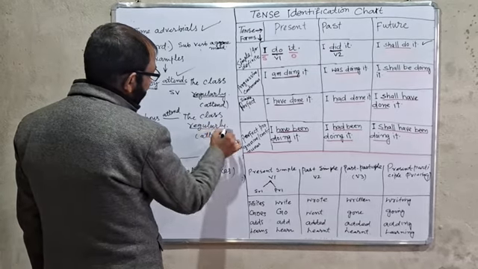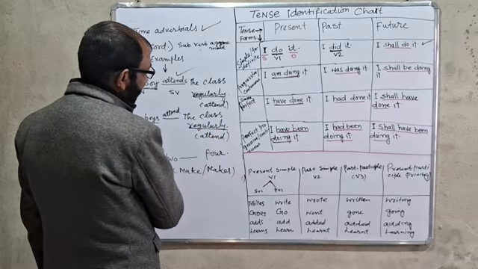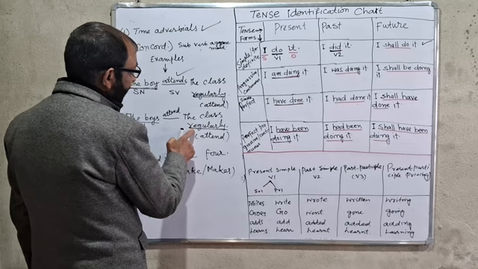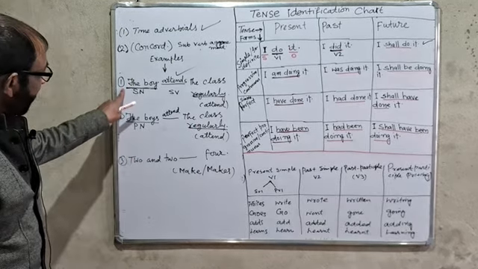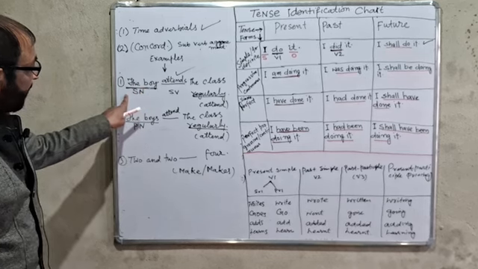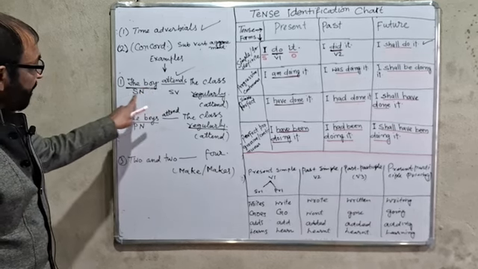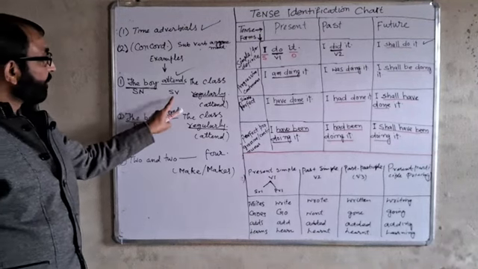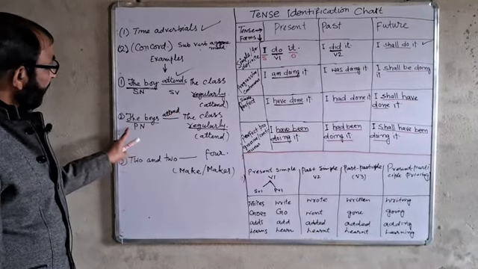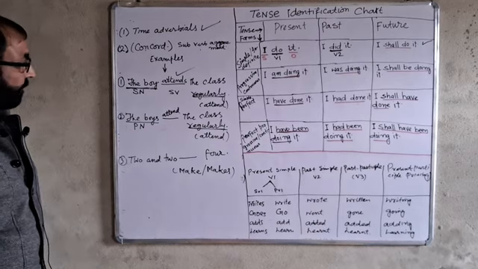This is again a time adverbial. This again tells us that we should use present simple. But the subject word or subject phrase tells us whether we should use a singular verb or a plural verb.